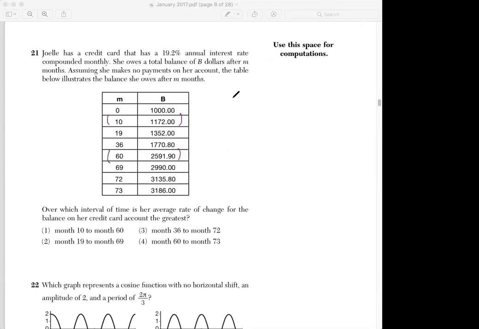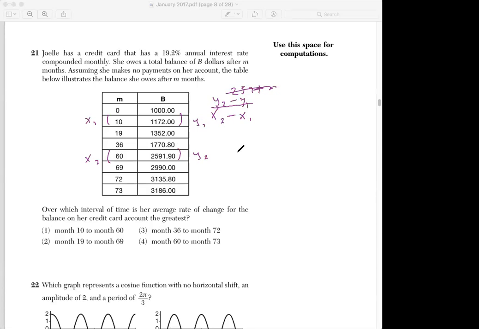So you would calculate the average rate of change of each of these intervals. I'll do the first one. Remember, it's y2 minus y1 over x2 minus x1. So this is our y2, this is y1, this is x1, this is x2.